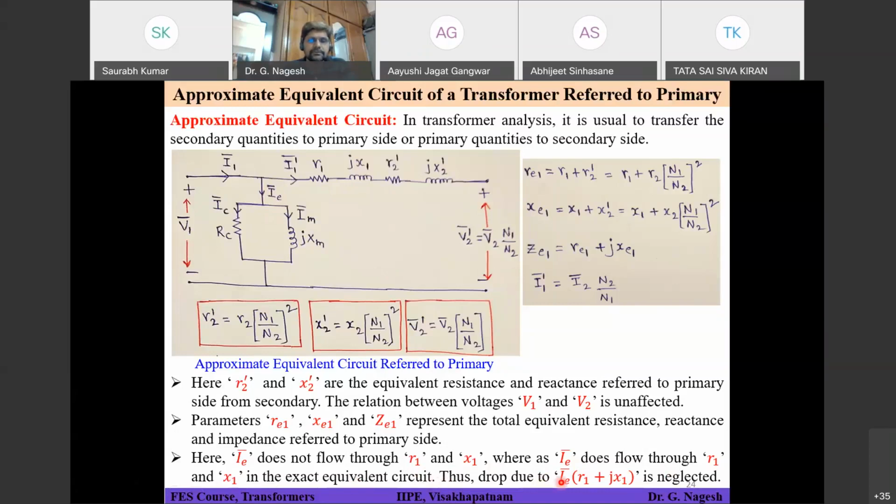Thus, the drop due to IE into R1 plus jX1 is neglected. That is the only error, or the only change we are going to make. This modification and the error coming from it are very negligible, because the excitation current will be very small compared to I1 dash. The percentage of excitation current I will show in the next slide. So that error will be very negligible.